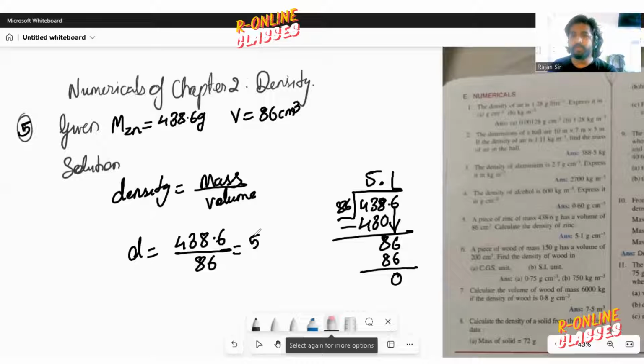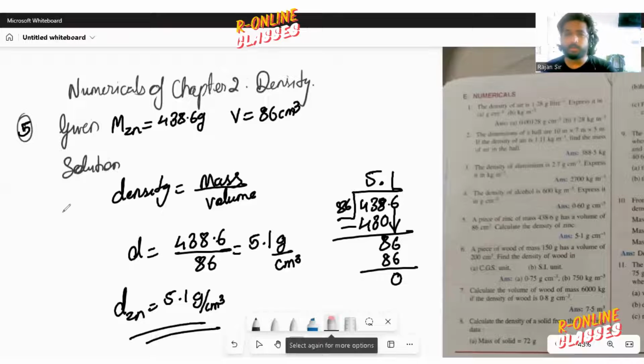Calculation. So we have 5.1. Now it should come in what unit? The mass is given in grams, so you write gram. The volume is given in centimeter cube. Now remember, if the mass or volume is not given in the same unit, you need to convert it into the same unit. Once you get this one, if they want you to convert it into SI, multiply by 1000. So yes, the density of zinc is 5.1 gram per centimeter cube. I hope you got it.